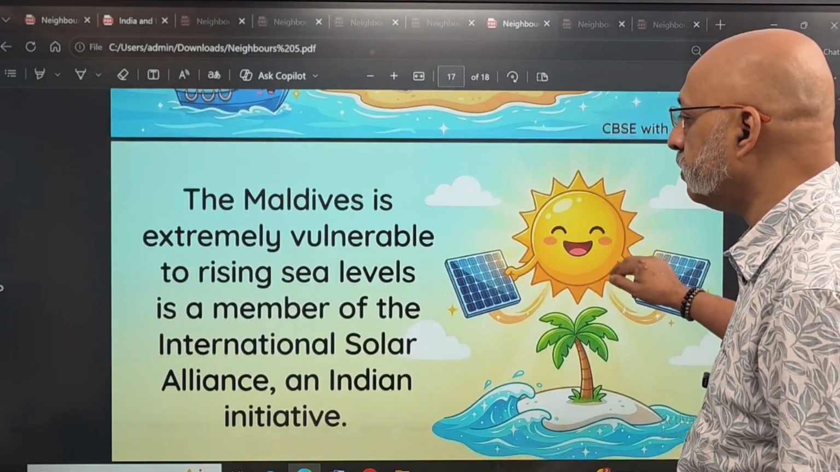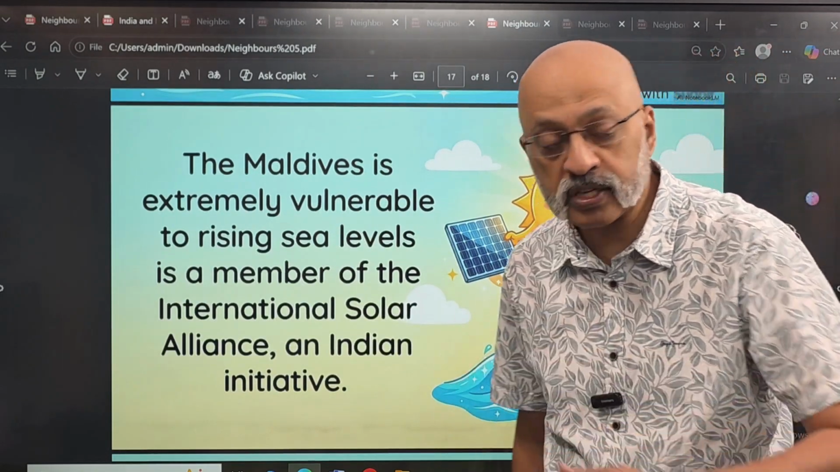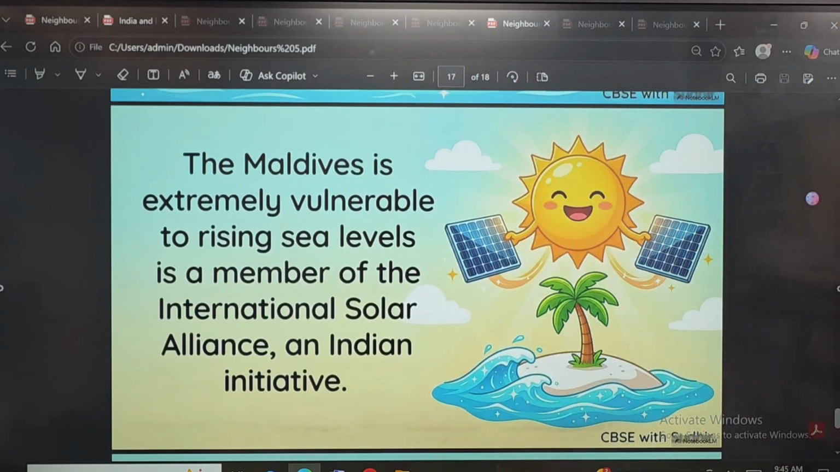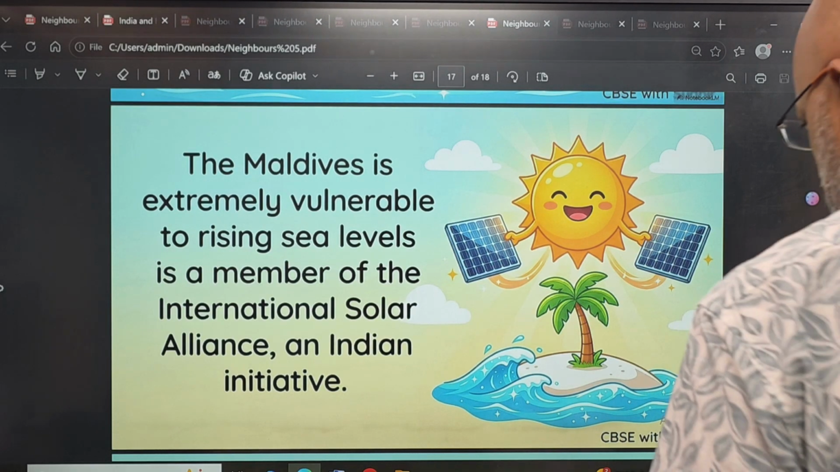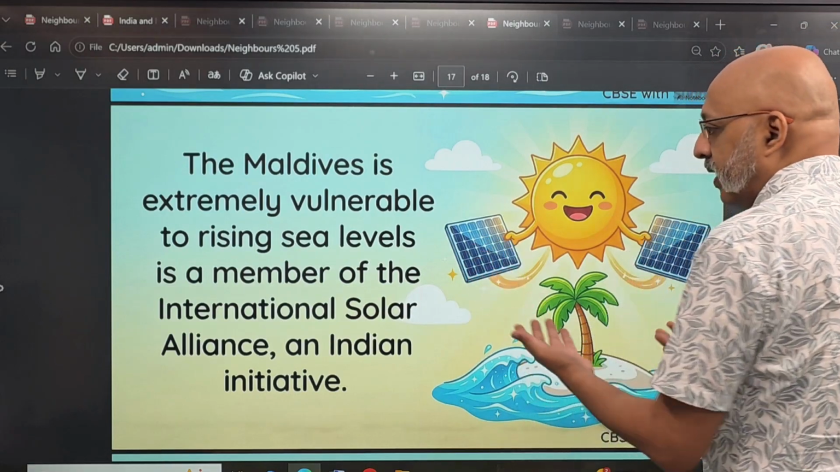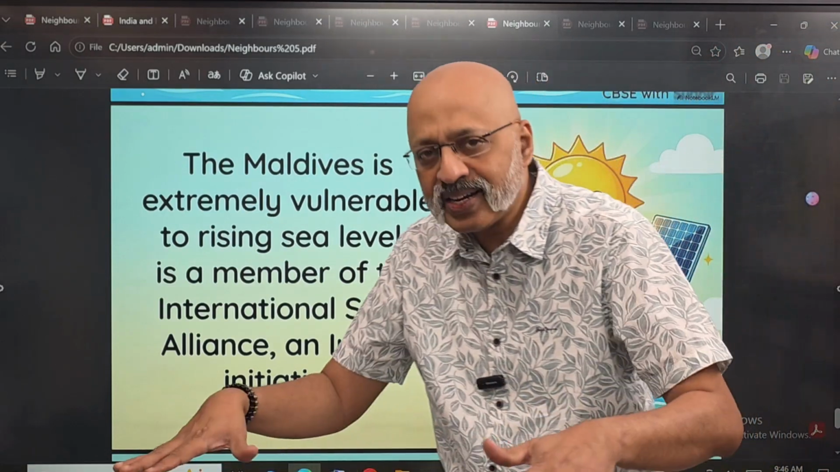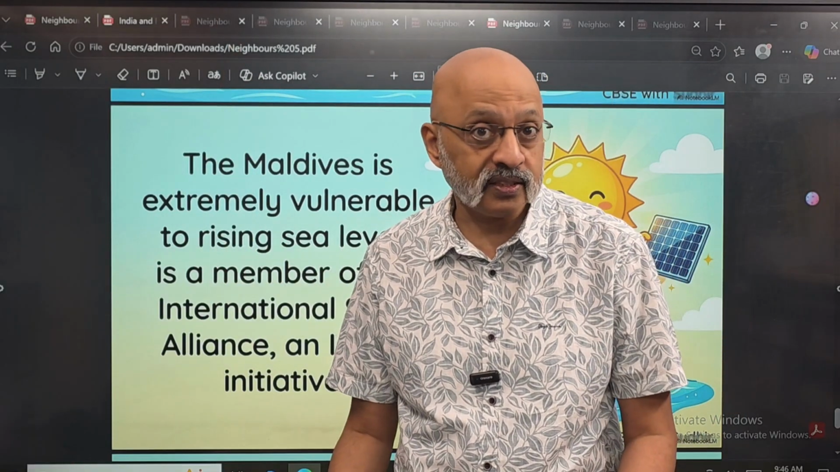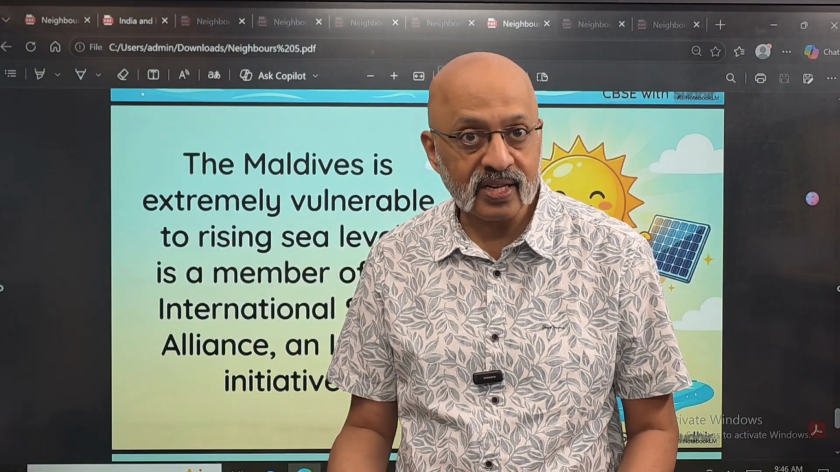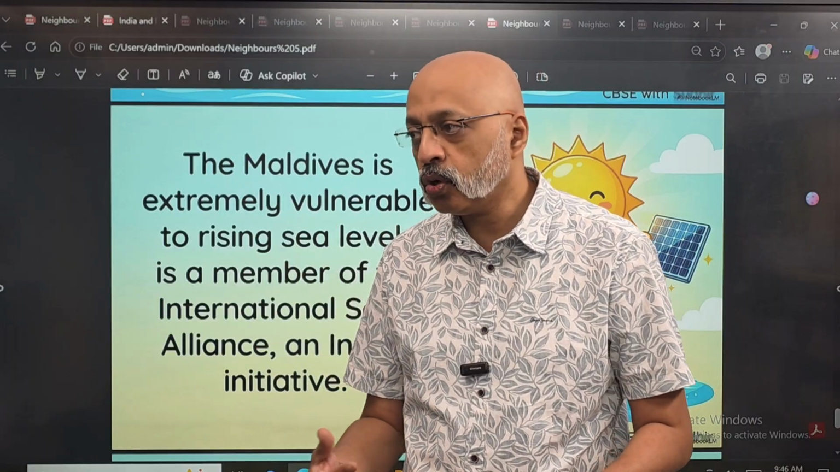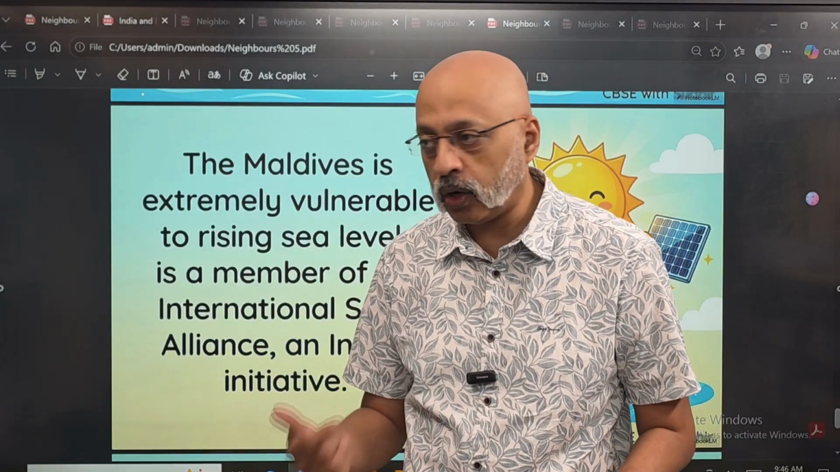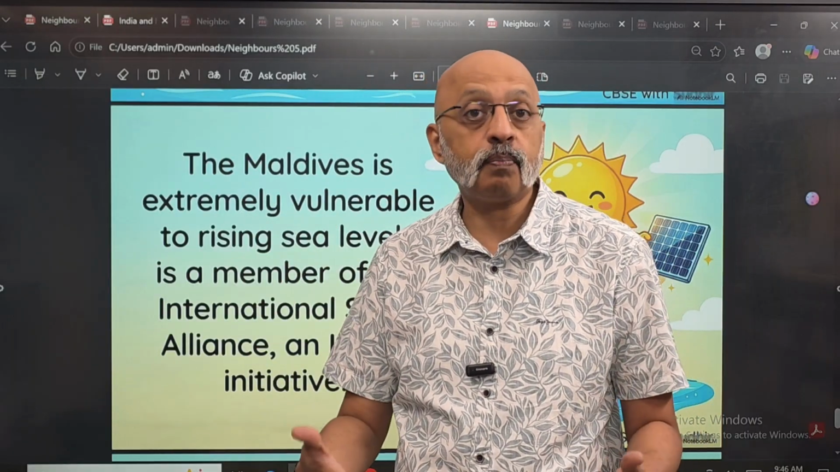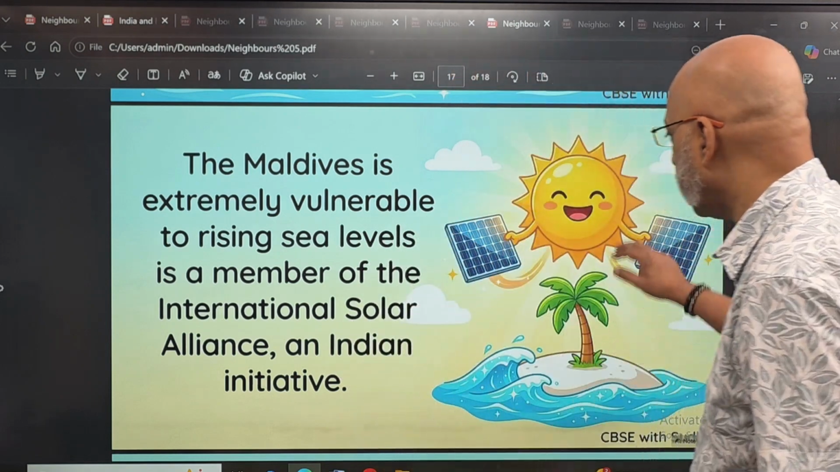The Maldives is extremely vulnerable to rising sea levels, pretty much like Bangladesh is. So, the rising sea levels can create problems for the Maldives, and it's a member of the International Solar Alliance, which is an Indian initiative. So, you have solar energy being created because it's a very little piece of land, so you need to create for itself. You cannot build large power plants, etc. there, because you may not have rivers flowing. There are no mountains, right? It's all surrounded by the ocean all along. So, you have the solar power being used to a large extent.